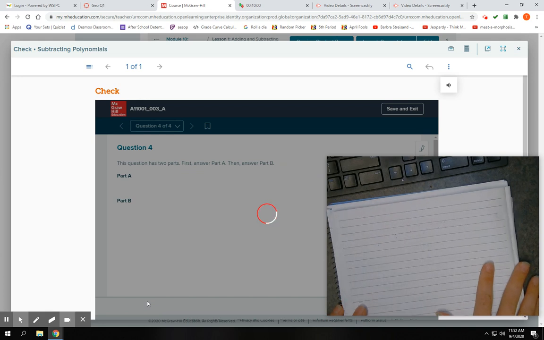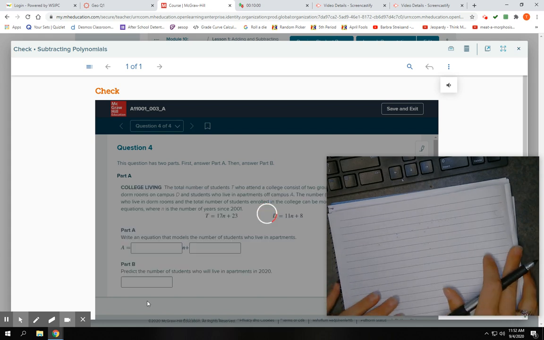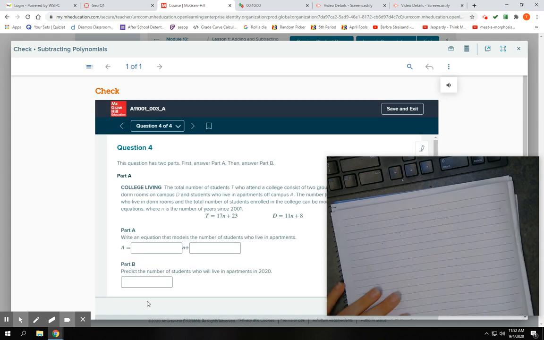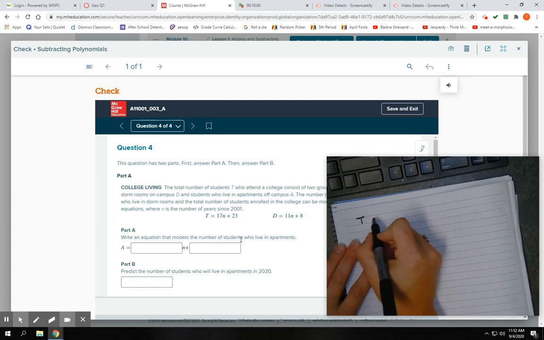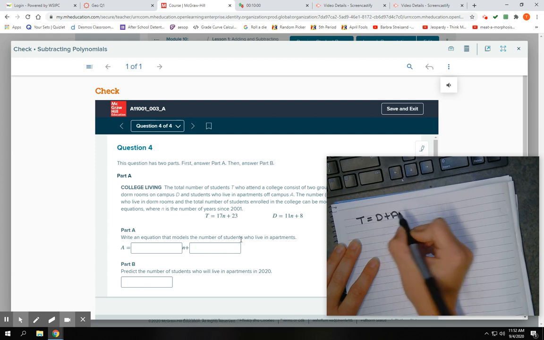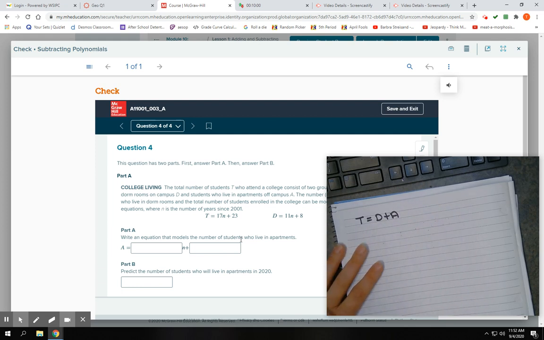I didn't copy this one down first because as I started to read it, I realized it was one I was going to need to talk out loud through. So I wanted to wait and kind of do it with you guys. It's about the college students. Okay, so the number of students T who attend college consists of 2 groups, the ones that live on campus in the dorms and the ones who live off campus, right? So that means that the total number of students is equal to those that live in the dorms and those that live in the apartments. Okay.